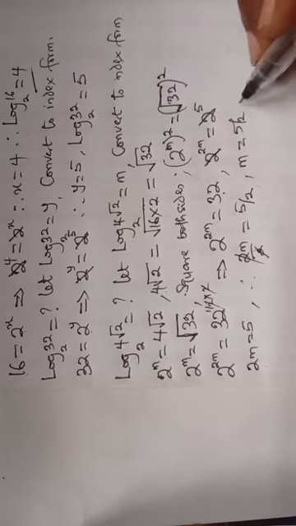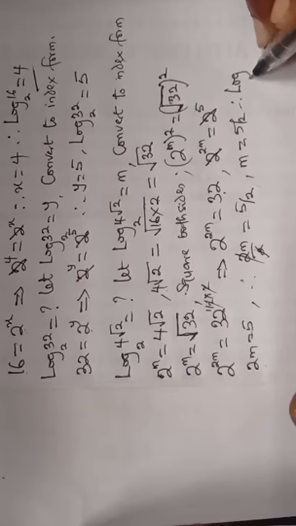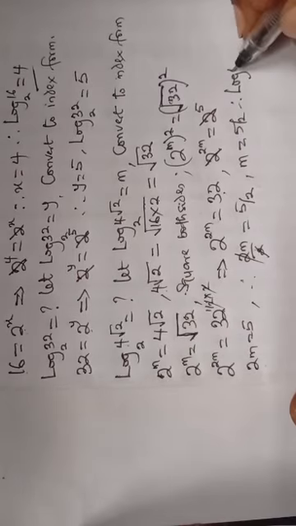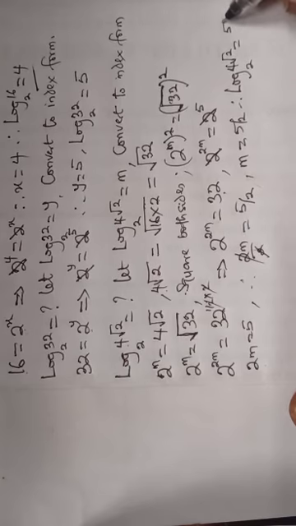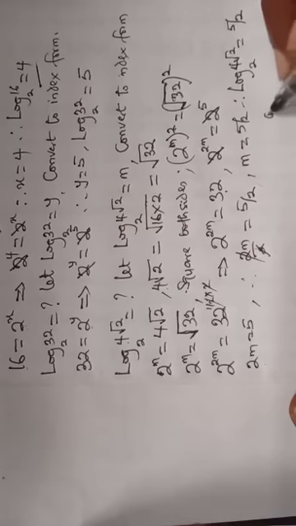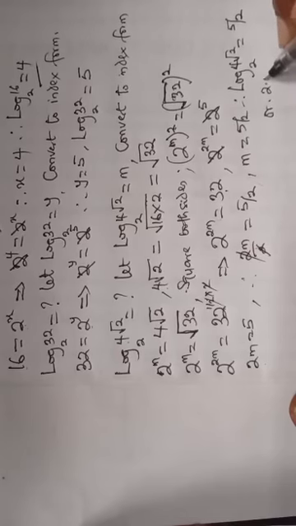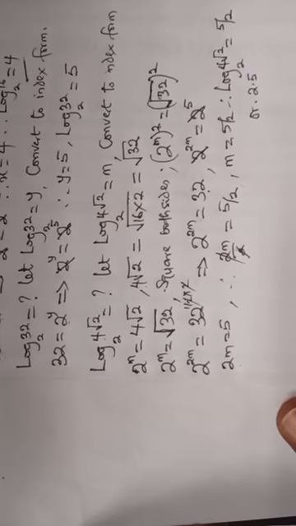All right. Therefore, log 4 root 2 base 2 is equal to 5 over 2, or 2.5. Is that okay?